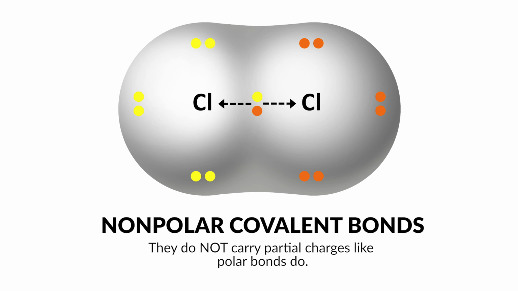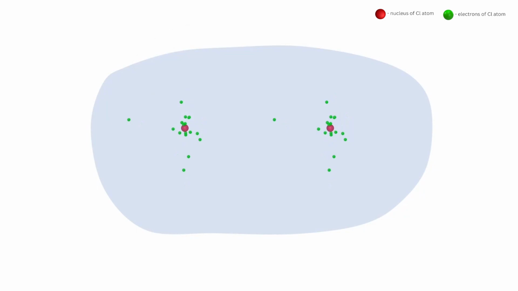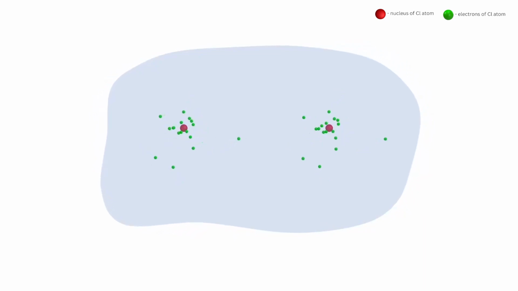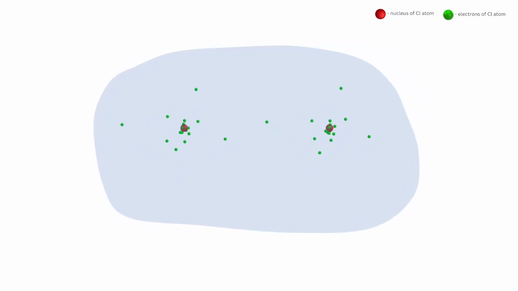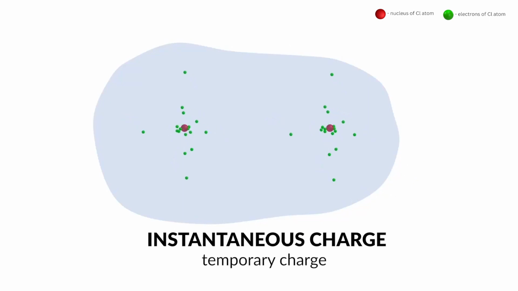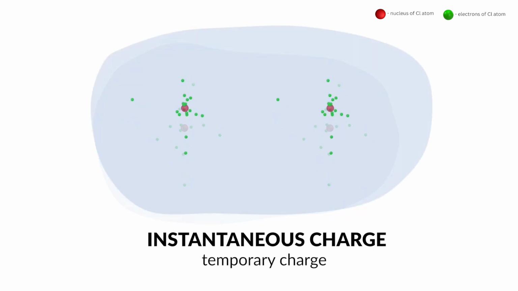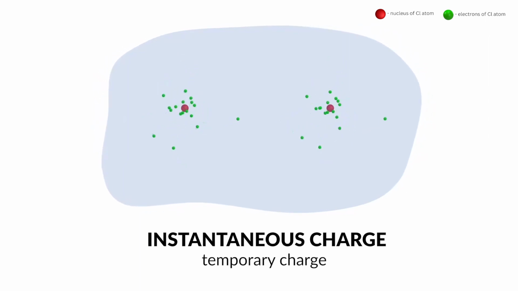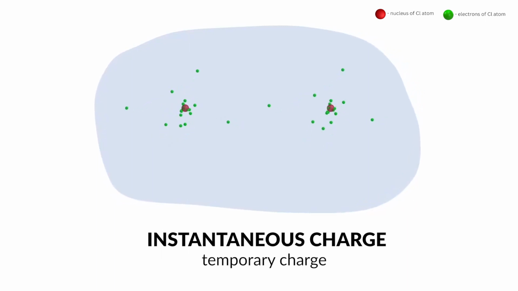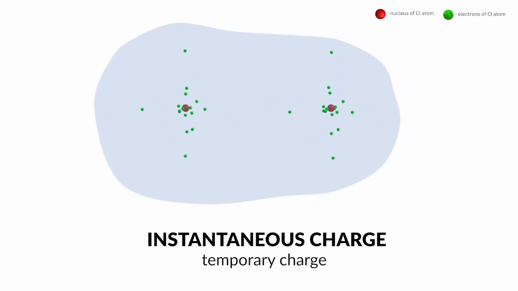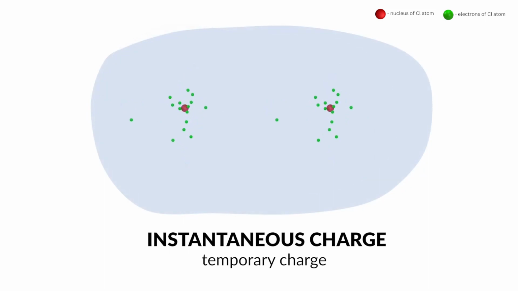However, keep in mind that electrons are continuously moving. Because of this, there are instances that electrons may be moving in one atom more than the other. This creates an instantaneous charge. As the word instantaneous suggests, this only happens at an instant. Thus, it is only a temporary charge. Atoms, then, in nonpolar bonds essentially have no charge relative to polar bonds.